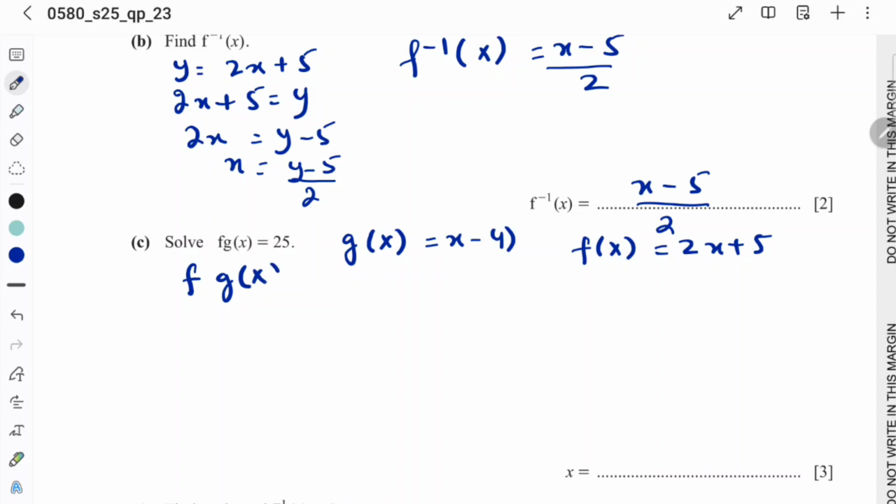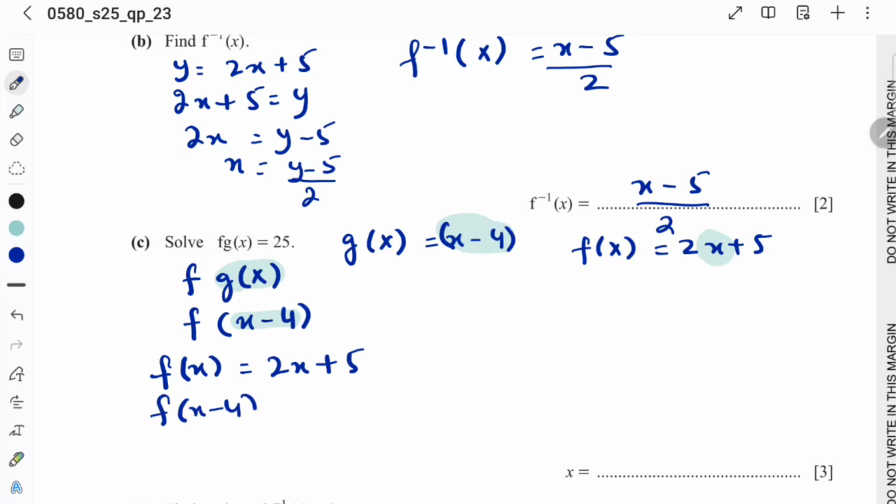f of g(x), x minus 4. In place of g(x), I just put this thing, x minus 4. Now f of x, I have to put in place of x the whole x minus 4. Okay, so f of x is equal to 2x plus 5.